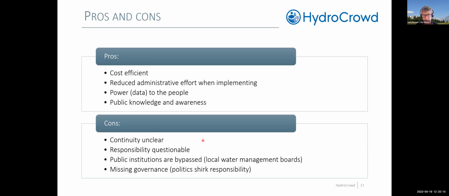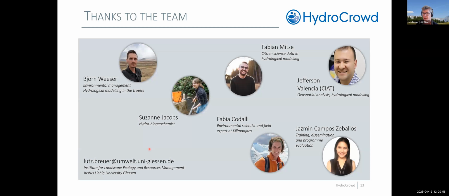The question is about the continuity. What happens to the project and the data collection when we go? The responsibility then is questionable. So that's a big issue after citizen science projects are stopping. A big difficulty in that area is that the public institutions are bypassed. They don't feel responsible anymore, and just let us go. And the final question we have to the politicians is what happens to such ideas of data collection, because we have the feeling that politicians shirk the responsibility. And with that, I'd like to thank you all, the team, for doing this work, and I'm happy for questions.